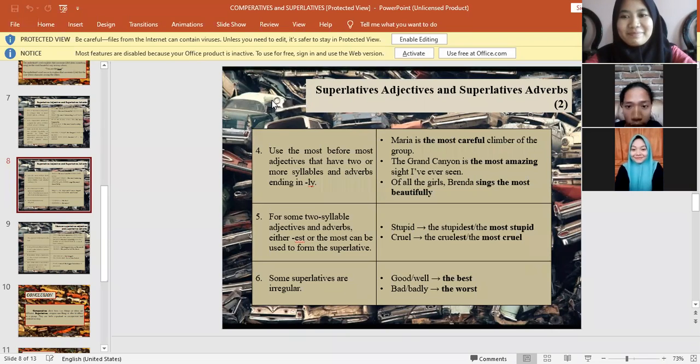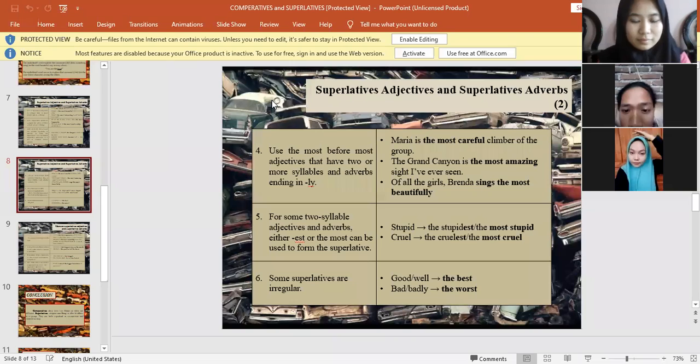Superlative adjectives and superlative adverbs. Four, use the most before most adjectives that have two or more syllables and adverbs ending in ly. For example, Maria is the most careful climber of the group. The Grand Canyon is the most amazing sight I've ever seen. Of all the girls, Brioda dances the most beautifully.